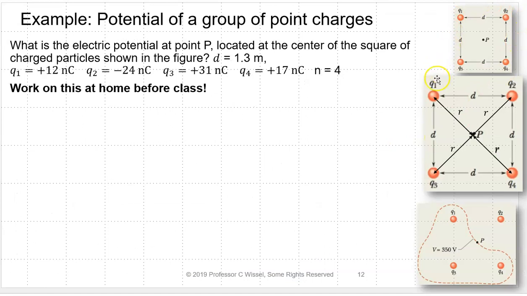So here we have a group of charges arranged in a square. What is the electric potential at point P, located at the center of the square of charged particles shown in the figure? D, which is the side of the square, is 1.3 meters. Q1 is positive 12 nanocoulombs. Q2 is negative 24 nanocoulombs. Q3 is positive 31 nanocoulombs. Q4 is positive 17 nanocoulombs, and there are 4 charges.